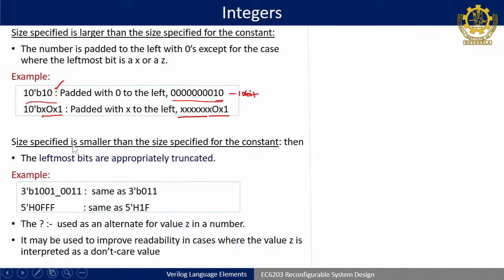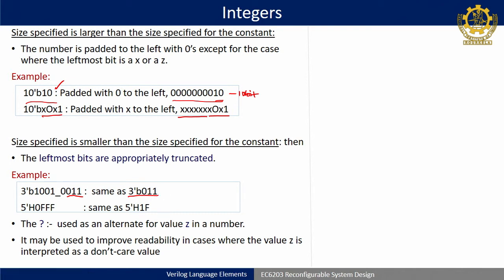The second case is if the size specified is smaller than the size of the constant. Here it is 3'b, but 8 bits are written. Obviously the left bits will be all discarded and only 3 bits will be our result. The leftmost bits are appropriately truncated, so you will finally get 3'b011.